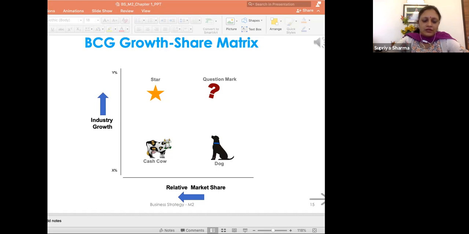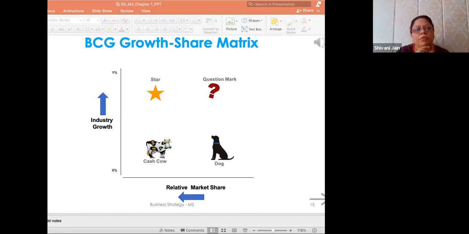and industry growth is low to high. So a star has a big market share, and it is having a large market share. So what do you think? It will generate cash? Will it generate cash? Anybody can answer.